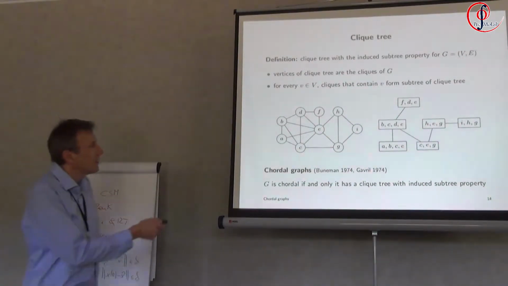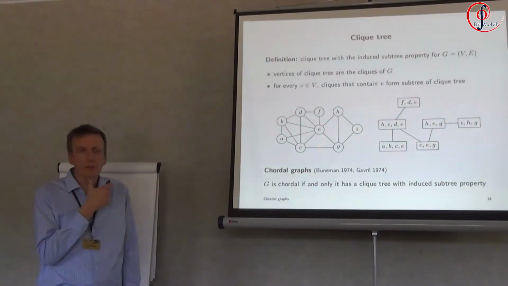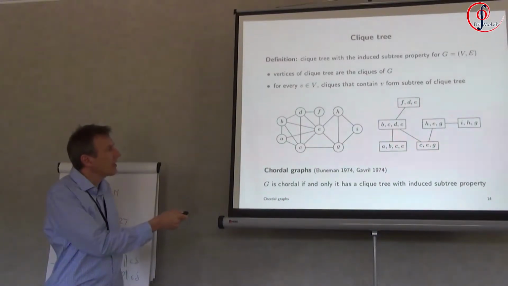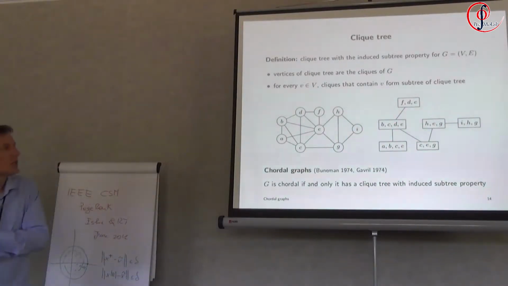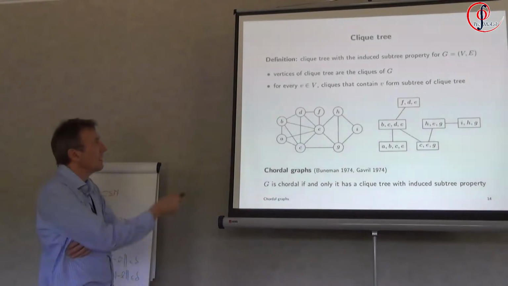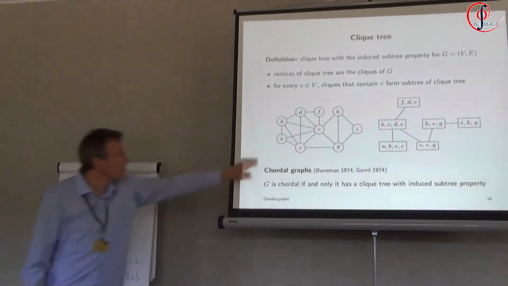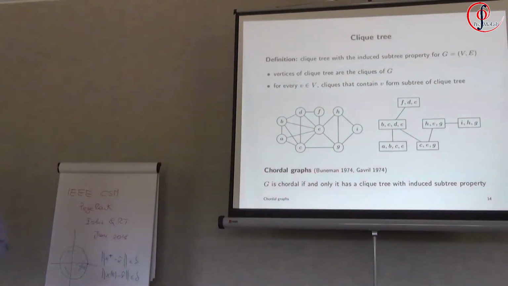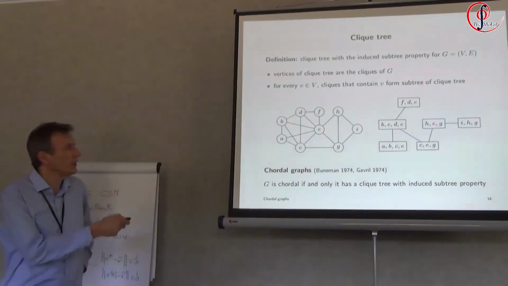It's true that the cliques that contain the same vertex always form a subtree. So here, if you pick vertex E and look for all the cliques that contain E, then they form a subtree in this clique tree. If a clique tree has this property, we say it has the induced subtree property, because for every vertex in the graph you have an induced subtree, and they're all subtrees of this clique tree. There's also a theorem that says that the graph is Chordal if and only if it has a clique tree with this property.